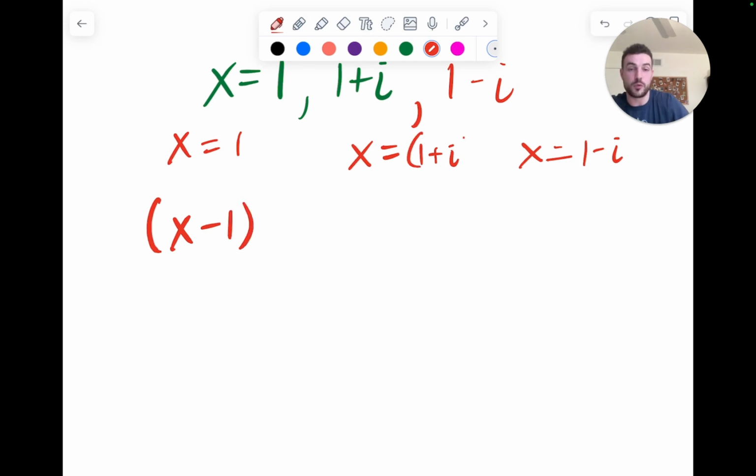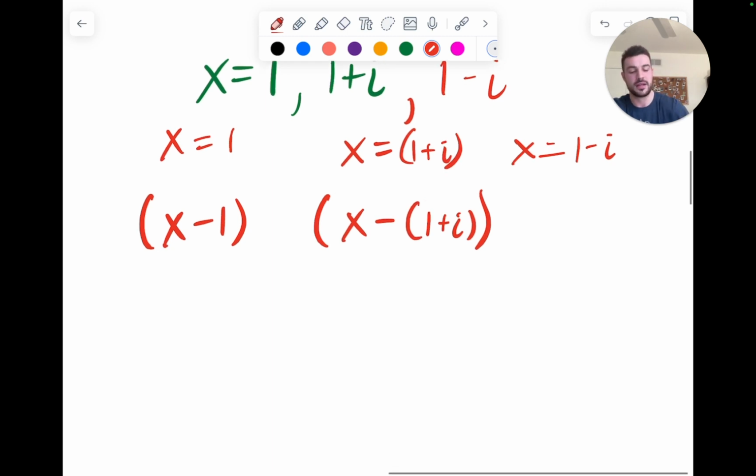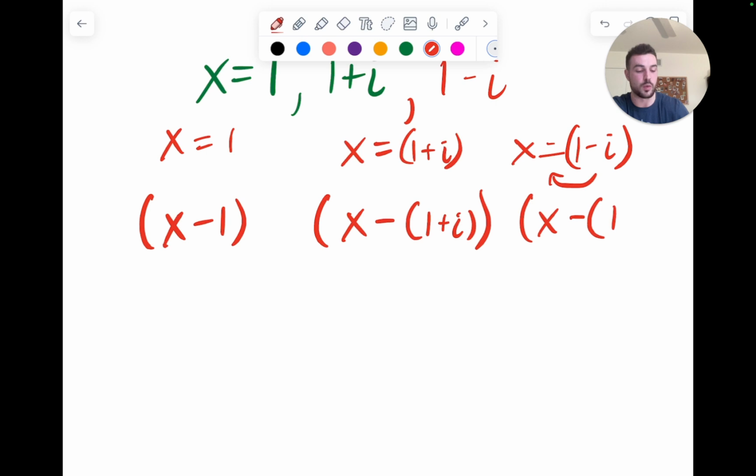What I'm going to do is move over this entire group together. So it's going to give me a factor of x minus 1 plus i. It looks a little bit weird, but we'll get to that later on. And the same idea for the other one. I'm going to have an x minus, I'm going to subtract this whole thing over, and it'll be a 1 minus i this time.